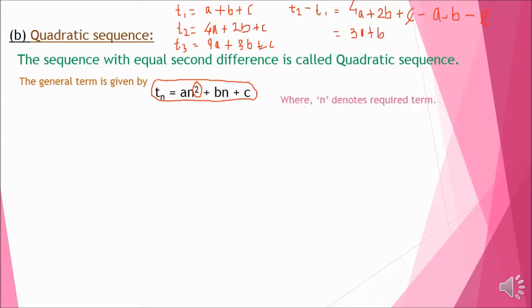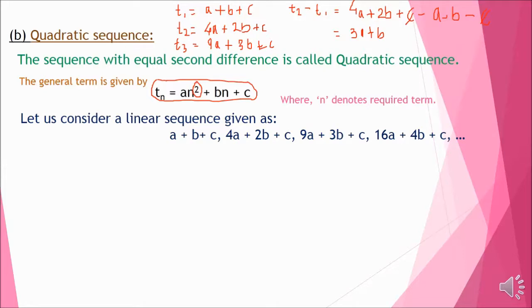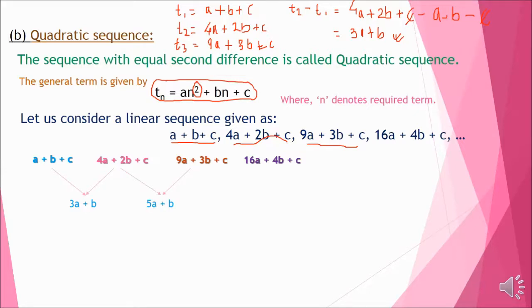Let us consider a sequence with the first term, second term and third term that we have just found. Similarly we can find the fourth term also. Now let's see the difference between these terms. 3a plus b we have calculated right here. Similarly these two we can also calculate. The difference will be 5a plus b, you can do it yourself, and the next difference will be 7a plus b. Now this first difference is unequal, isn't it? They are not equal.